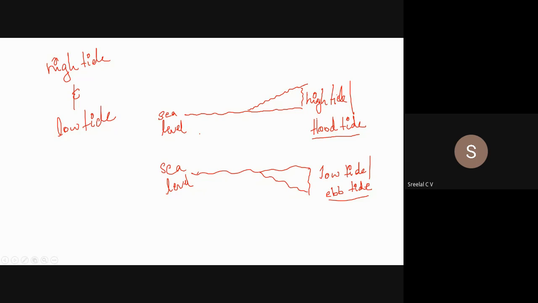My question is that you told me the electricity will be produced according to the rotation of the turbine. Yes, it is right. My question is whether that rotation takes place only at the time of high tide, or it will happen in the low tide also, or both. Both. Okay. Very good.